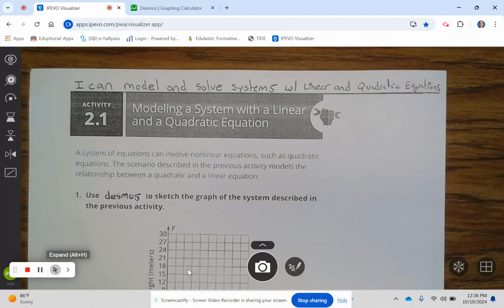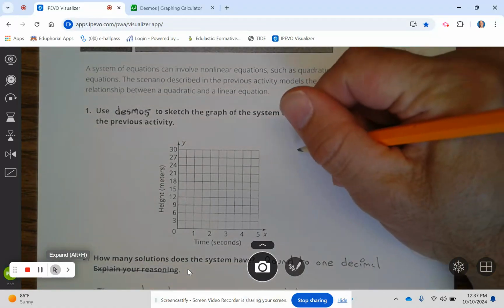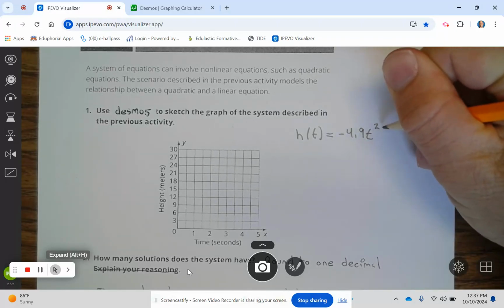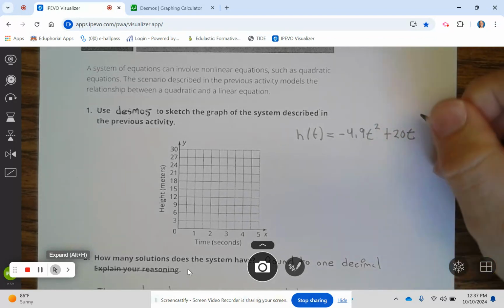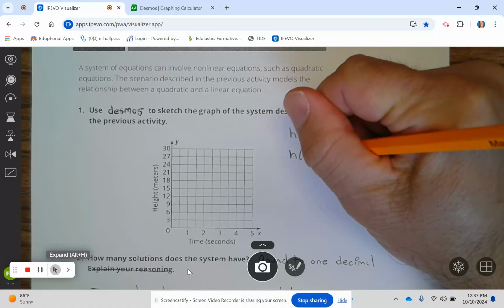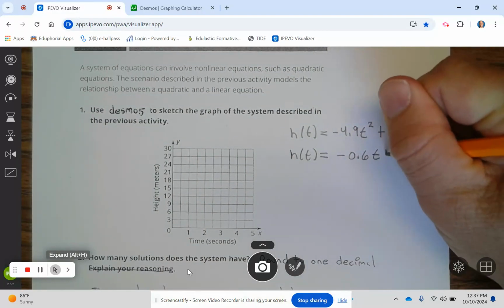I can model and solve systems with linear and quadratic equations. Activity 2.1, modeling a system with a linear and quadratic equation. A system of equations can involve nonlinear equations such as quadratic equations. The scenario described in the previous activity models the relationship between a quadratic and a linear equation. 1. Use Desmos to sketch the graph of the system described in the previous activity. So let's go ahead and write down those two equations. h of t equals negative 4.9t squared plus 20t plus 0.75, and h of t equals negative 0.6t plus 3.